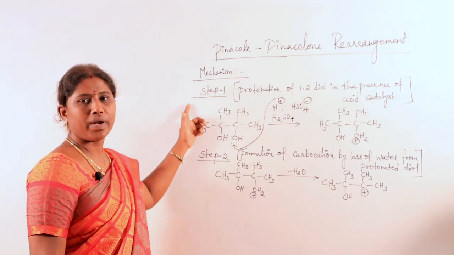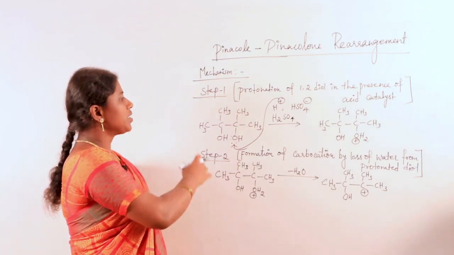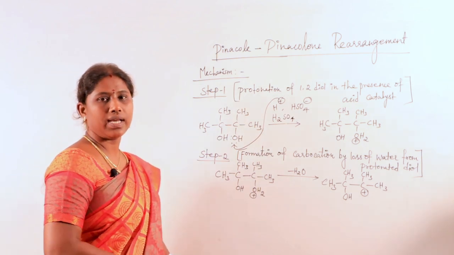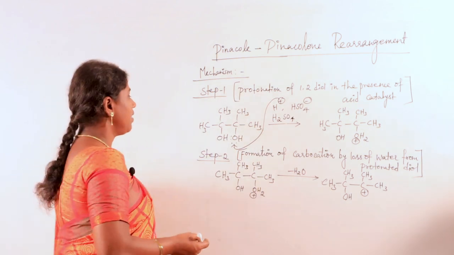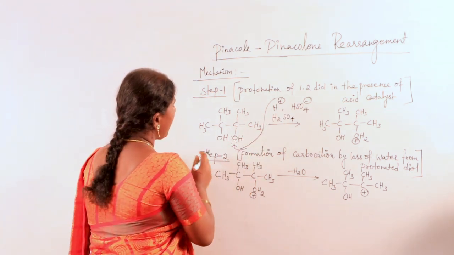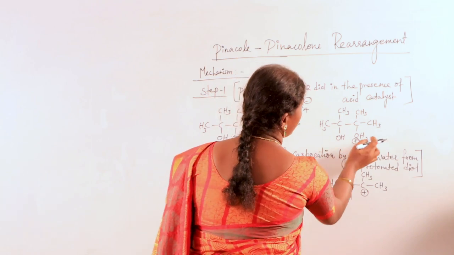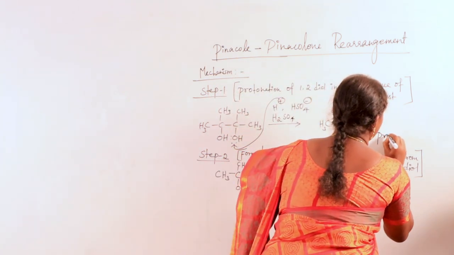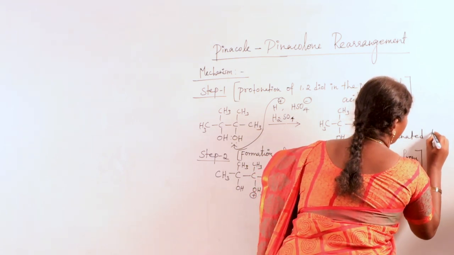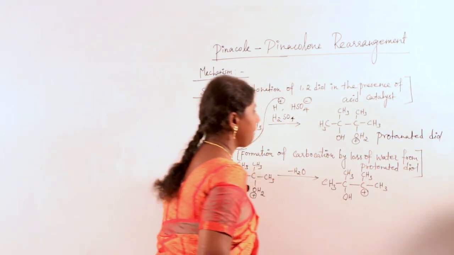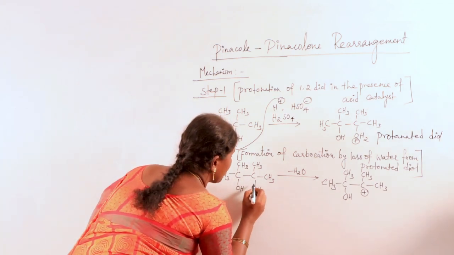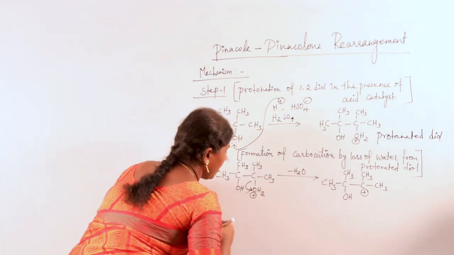Mechanism of this Pinacol-Pinacolone rearrangement. This mechanism involves 4 steps. Step 1, protonation of 1,2 diol in the presence of acid catalyst. This H plus attacks the OH group to form a protonated diol. Step 2, from these protonated diols, removal of water molecule. This bond will break here.